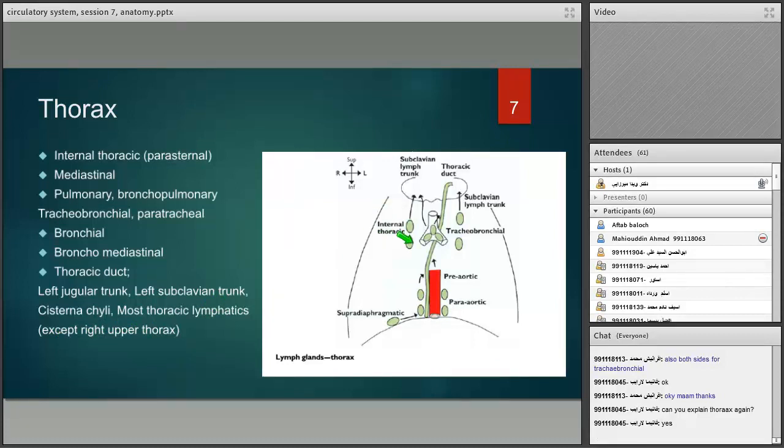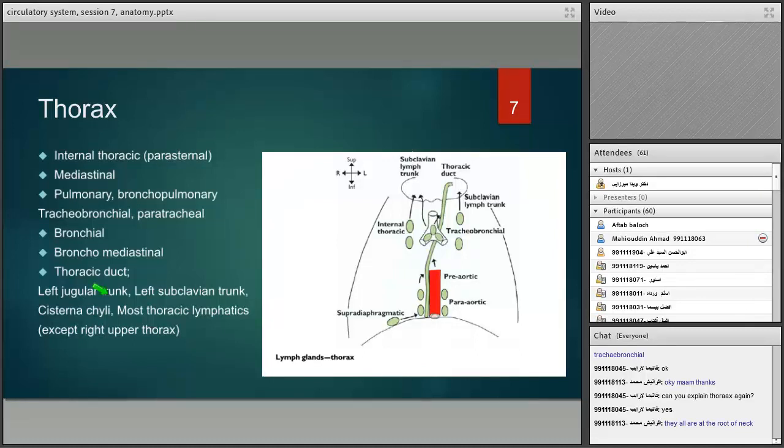So you can see that most parts of the body are draining their lymph into the thoracic duct, except the right upper thorax, the right upper limb, and the right side of the head and neck. Except these parts, all of the lymph will drain into the thoracic duct.